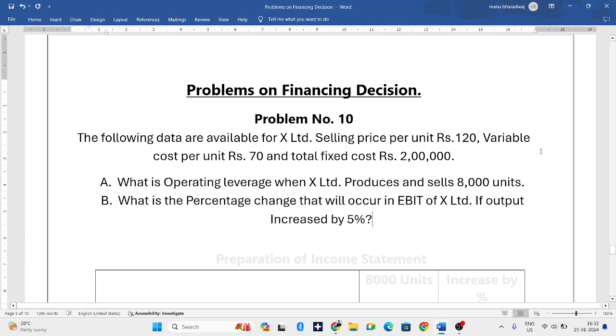In this particular video, we'll be solving one more section C problem on financing decision. The question is on the screen. Please take a screenshot of the question, or at least pause the video and write down the question.